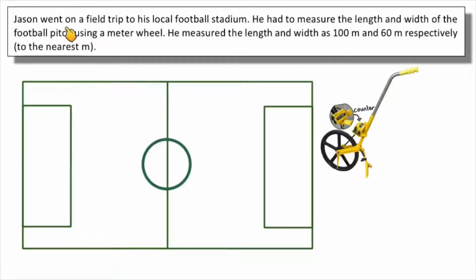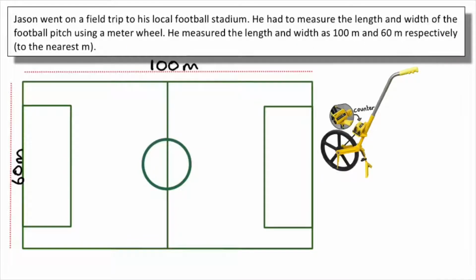So, Jason went on a field trip to his local football stadium. He had to measure the length and width of the football pitch using a meter wheel, like the one shown here. He measured the length and width as 100 meters and 60 meters respectively to the nearest meter. So the length of the pitch is 100 meters and the width of the pitch is 60 meters to the nearest meter.